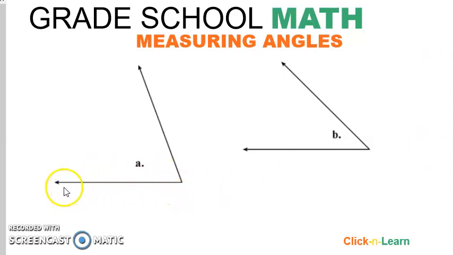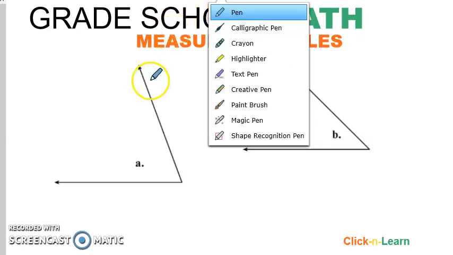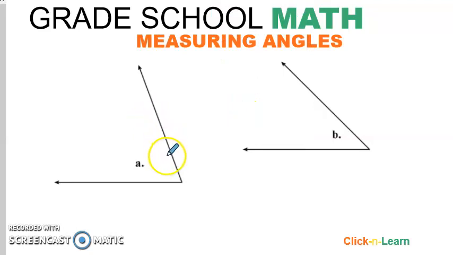ray pointing to the left and another ray there, and the amount of separation between the rays, there is the angle. So how do we measure angles?